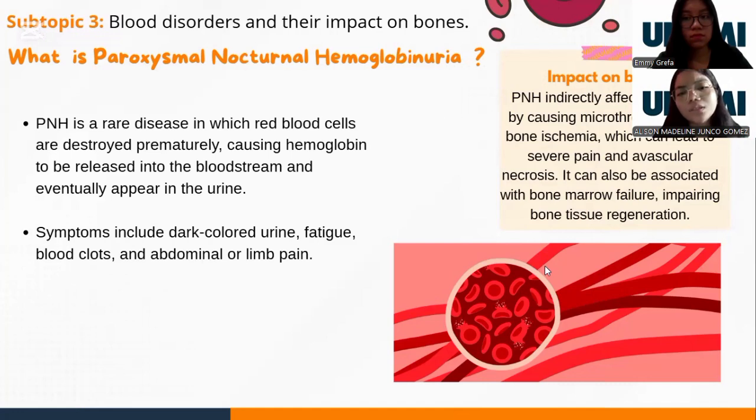Impact on bones. PNH indirectly affects the bones by causing microthrombosis and bone ischemia, which can lead to severe pain and vascular necrosis. It can also be associated with bone marrow failure, impairing bone tissue regeneration.